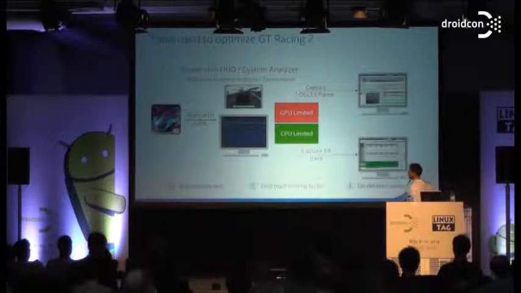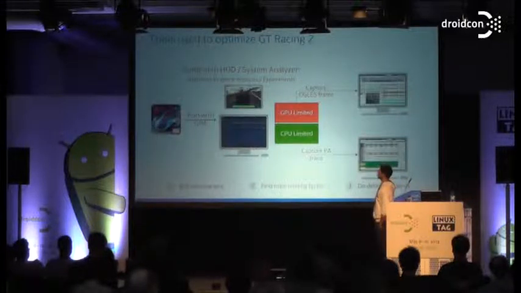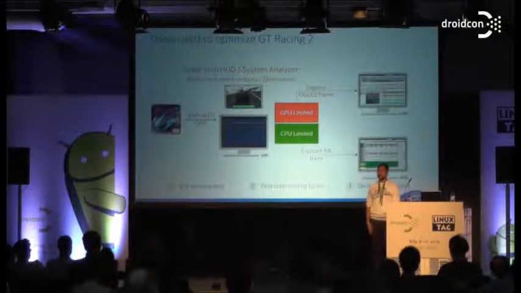So what did we do? Intel has a tool called GPA, Graphics Performance Analyzer. Anyone know the tool already and use it? You like it? Okay.